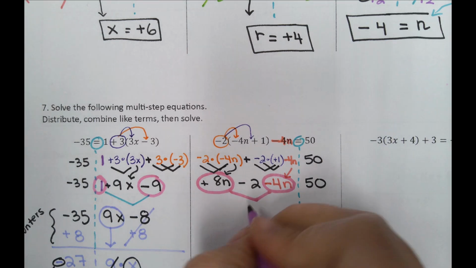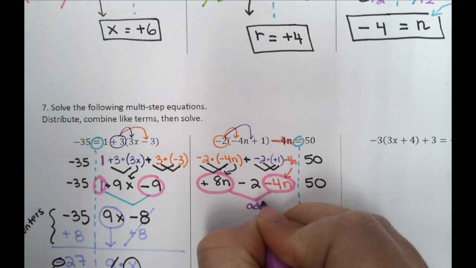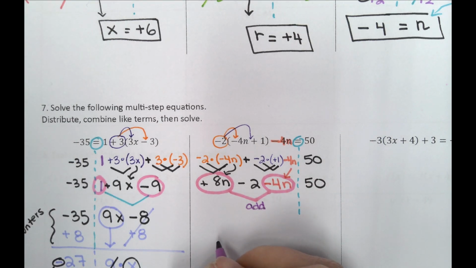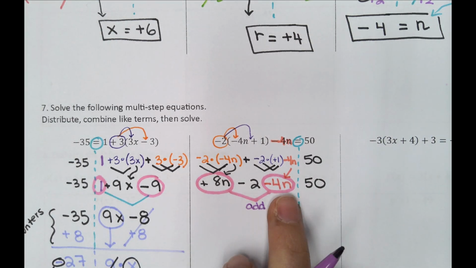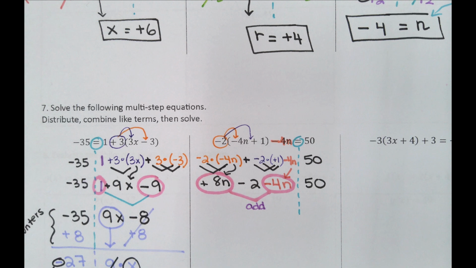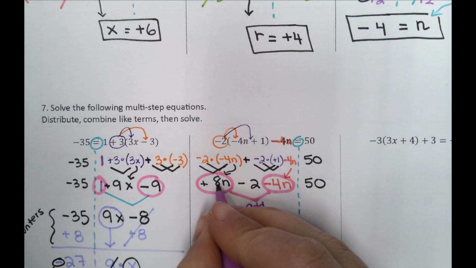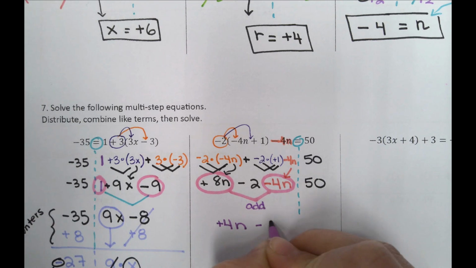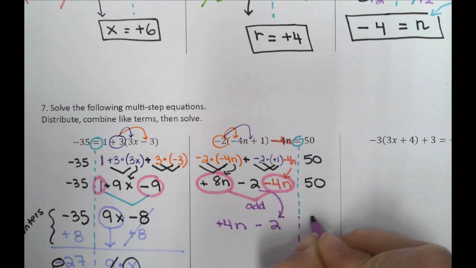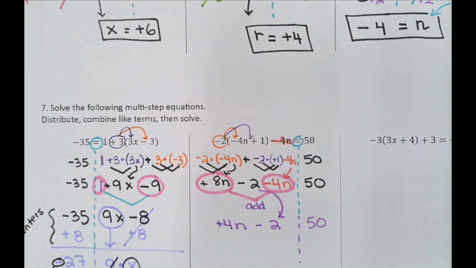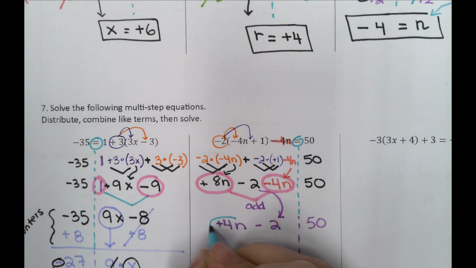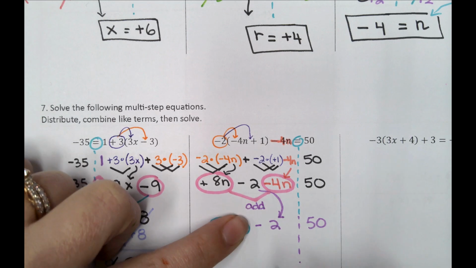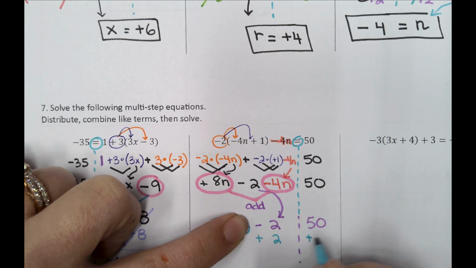Now, this is using counters. We're going to add them together or subtract. Up to you. It's the same thing here. Adding a negative or just doing 8 minus 4. So we have adding 8 and negative 4 gives me a positive 4N. Bring down that minus 2. And on the other side, again, we still have that 50. Now we have our two-step equation. Let's go ahead and circle that 4N, cover it up. I'm going to add 2 to both sides.